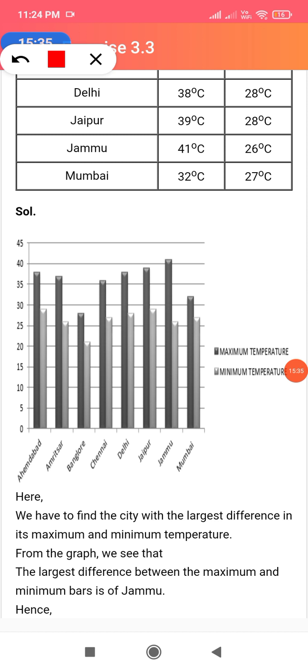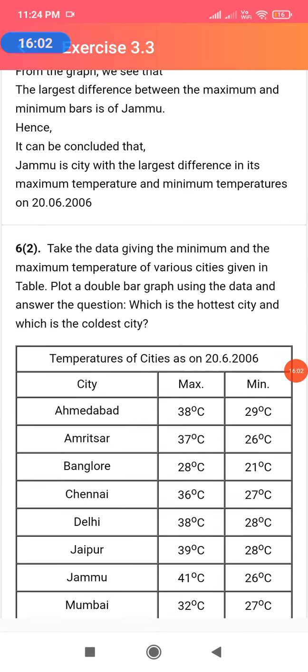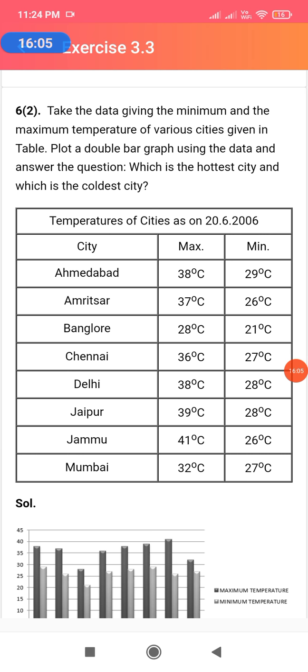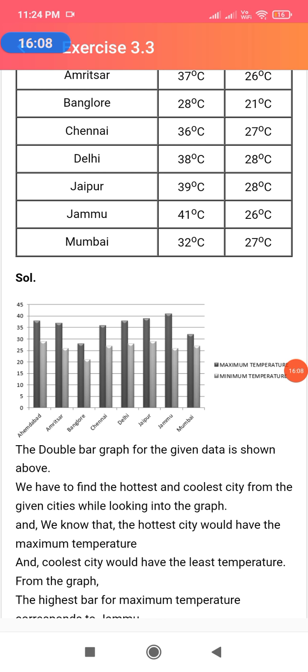Here we have around 5 to 7 or 8 as the difference. Then here the difference is around 10. Here less than 10. Here also less than 10. Here approximately 10. But here we see the maximum difference. So here the difference was maximum. Okay, then which is the hottest city and which is the coldest city? We will find out which is the hottest city and which is the coldest city.